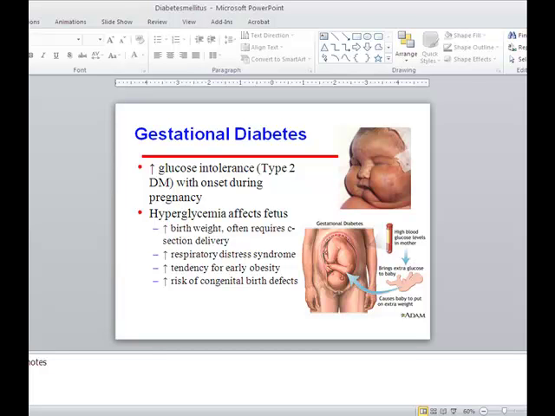So increased birth weight, and consequently, many of these moms have to go for a C-section delivery, and these babies have a lot of other defects like increased respiratory distress syndrome. They themselves have an increased tendency for obesity and increased congenital birth defects like septal defects, heart septal defects, and so forth.